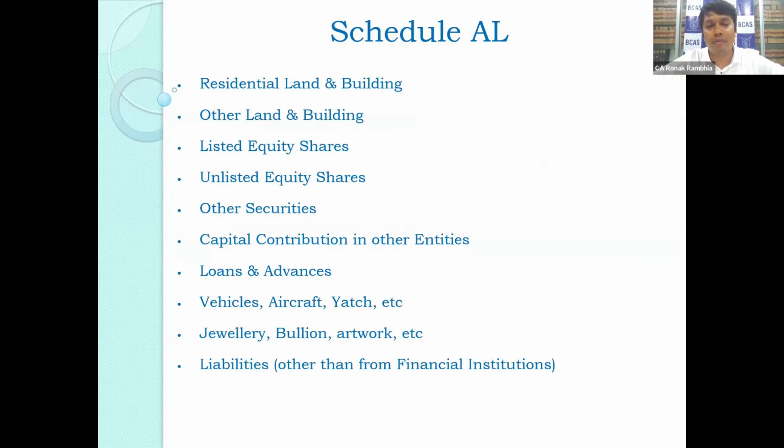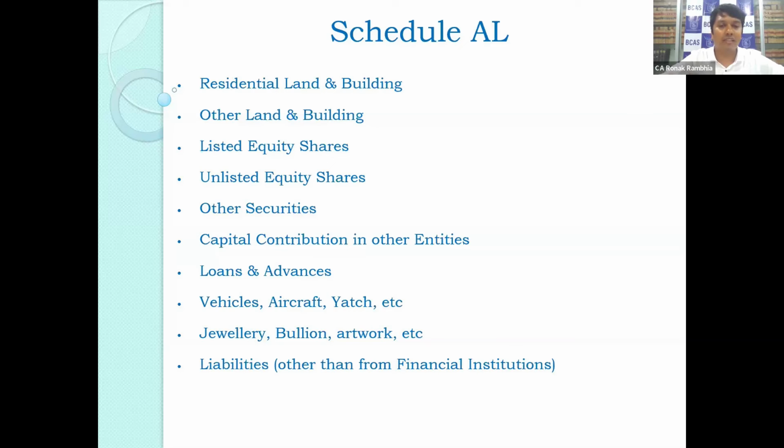There is a drop down available in the income tax return, and one has to wisely choose for which purpose the land and building is used by the company. Then you have to mention the details of the listed equity shares, unlisted equity shares, and other securities. This also includes the movement from the opening balance to your closing balance. That is the movement during the year, where you have to mention the opening balance quantity as well as the amount, and the purchase quantity and amount, sale quantity and amount, and the closing balance quantity and amount.